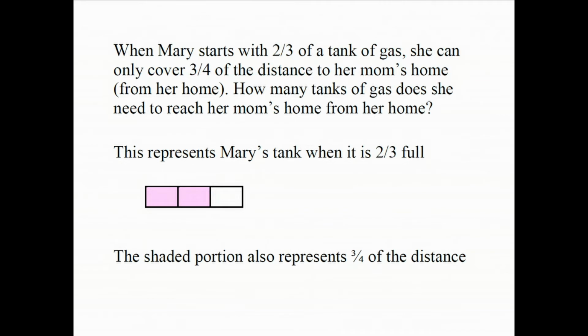The catch is, if this is 3/4 of the distance to her mom's home, I need to find the entire distance to her mom's home in terms of these pink rectangles. It's a little difficult to do because I have 2 pink rectangles. They're hard to split in 3 equal parts because I am interested in 3/4 of the distance. Let's write it here, 3/4 of the distance.